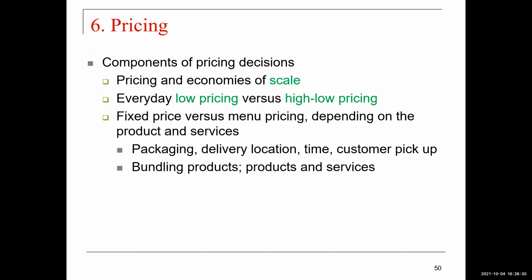Fixed price versus menu pricing, depending on the product and services. Packaging, delivery location, time, customer pickup, all those things, building, bundling products and services. So if you think about Disney, Hulu, and ESPN all providing those services in bundles and charging less. So that's a pricing strategy.